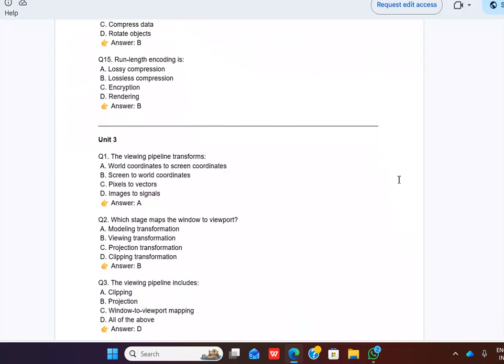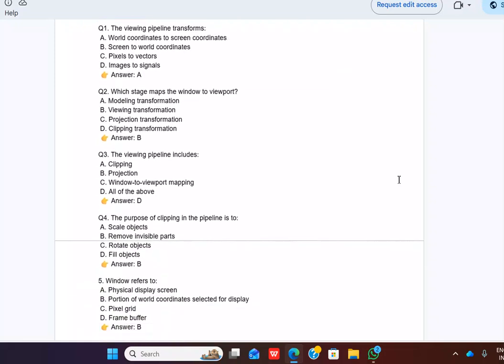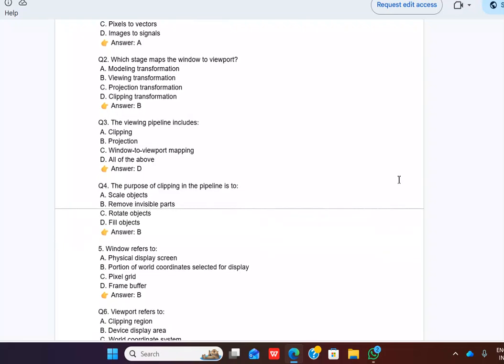Unit 3. The viewing pipeline transforms world coordinates to device coordinates. Which stage maps the window to the viewport? B, viewing transformation. The viewing pipeline includes all of the above: clipping, projection, window to viewport mapping. The purpose of clipping in the pipeline is removing the parts outside the view.